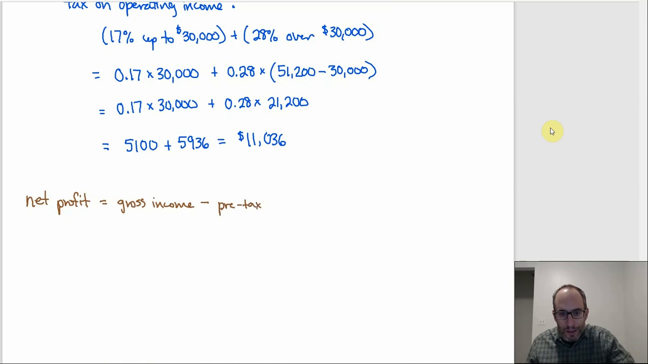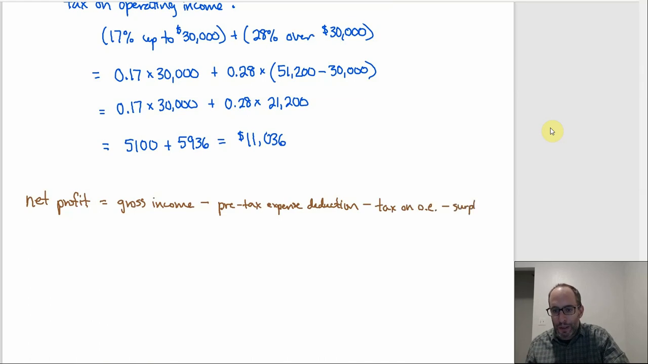the pre-tax expense deduction, and then minus the tax on the operating income. So I'm going to write that as tax on OE to try to fit this all in. So OE stands for operating income. And then at the end, remember, if we had surplus expenses beyond 4,000, those get subtracted after the tax has been applied. So then we have to do this. At the very end, you would subtract the surplus expenses. So that's what we're going to do.